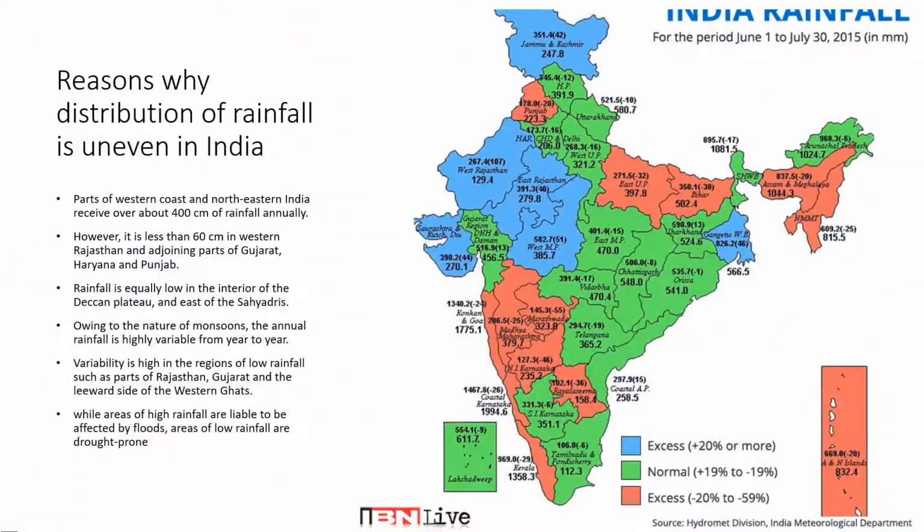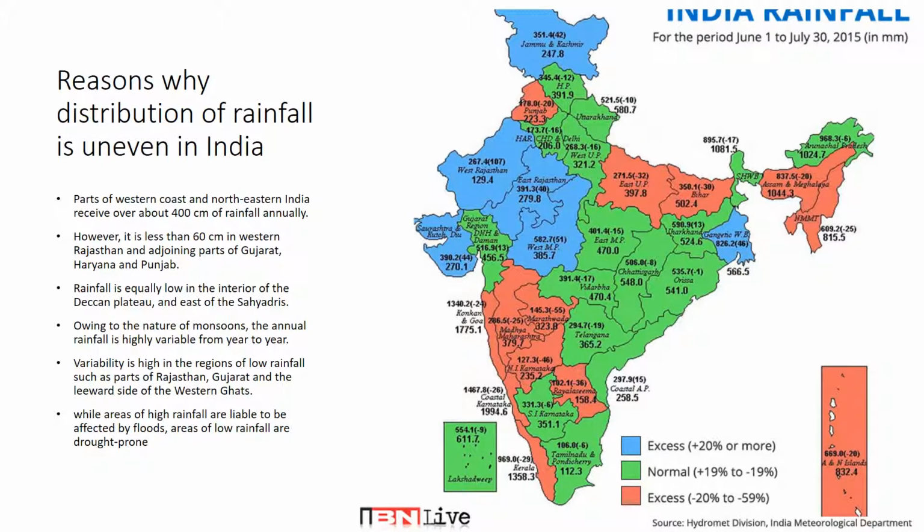Let us now look at the reasons. Parts of western coast and northeastern India receive over about 400 centimeters of rainfall annually. However, it is less than 60 centimeters in western Rajasthan and adjoining parts of Gujarat, Haryana and Punjab. Rainfall is equally low in the interior of the Deccan Plateau, and east of the Sahyadri.